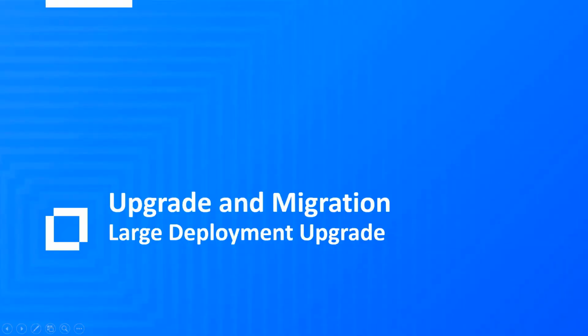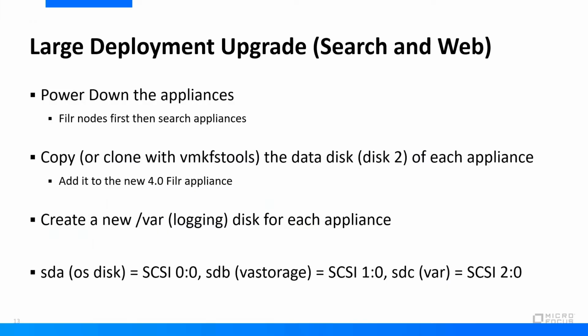So let's just talk about the large deployment upgrade here. We talked about downloading the search and the web appliances and importing those into your environment. So we need to do almost exactly the same as we did with the single server there. We need to take that data disk across, that disk 2, and add it to the new appliance. We then need to add a new log disk for that.